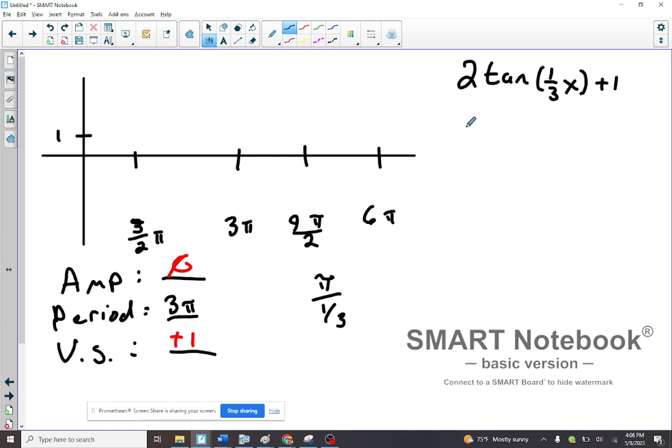I'll show you why. The asymptotes for the tangent wave, because we don't have any horizontal shifts, will always be at your first and your third tick mark.